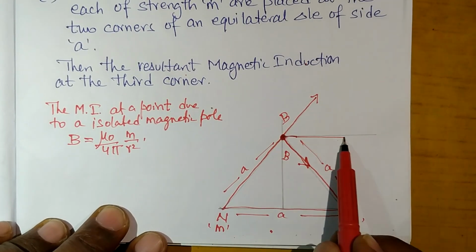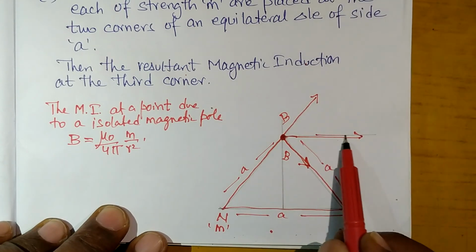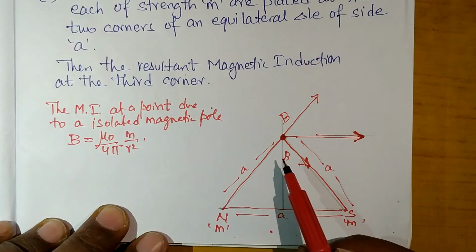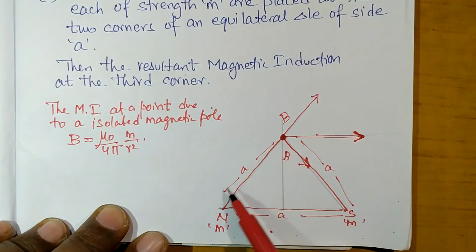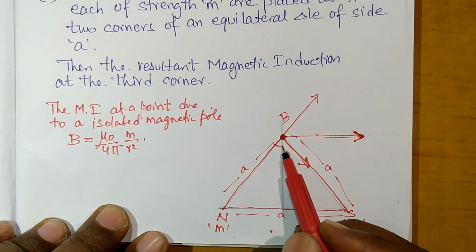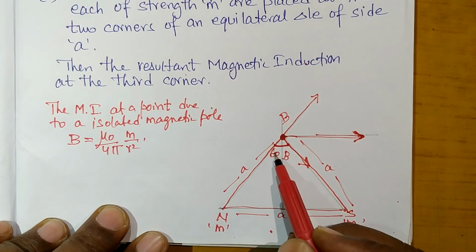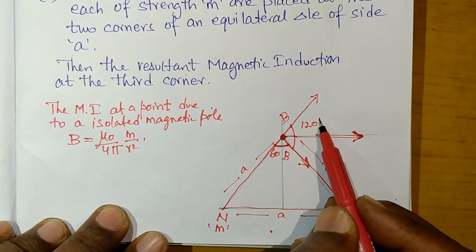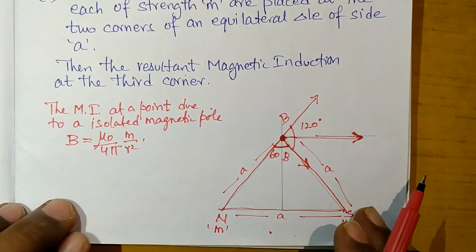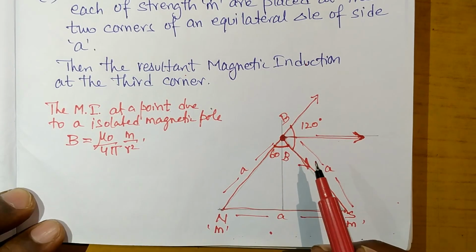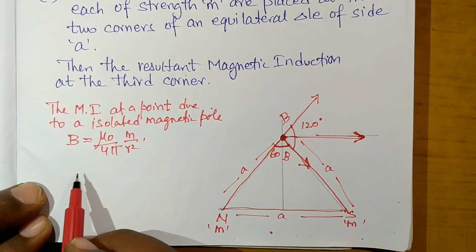Resultant magnetic induction means, from vectors we know that the resultant will be in this direction. Since the poles are placed at the corners of the equilateral triangle, the angle made here is 60 degrees. Therefore this angle will be 120 degrees. Now to calculate the resultant magnetic induction at this point, we use vectors.